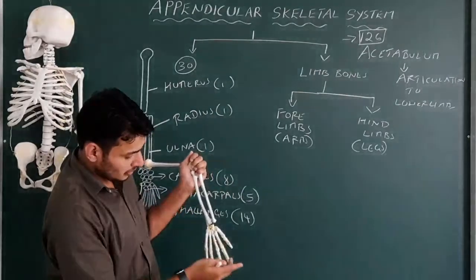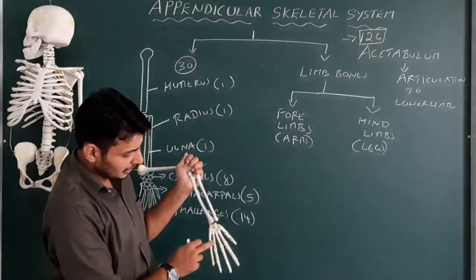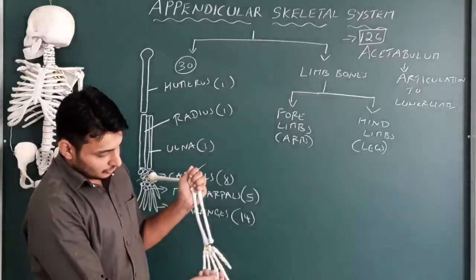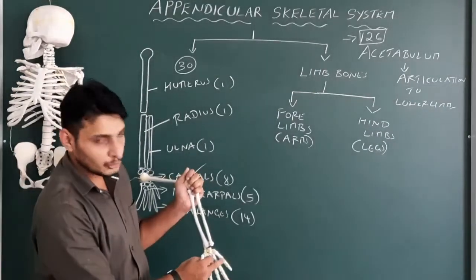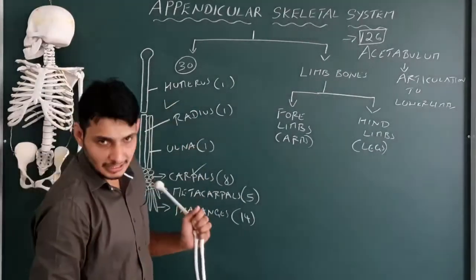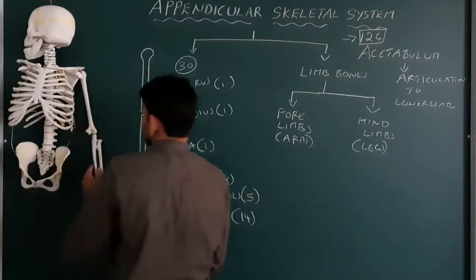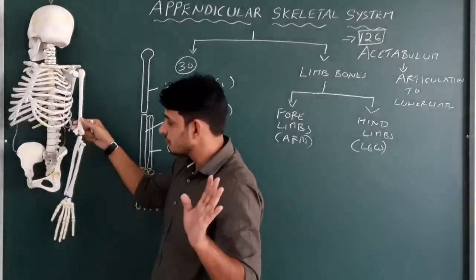If you take the forefinger, 1 2 3, middle finger 1 2 3, ring finger 1 2 3, last finger 1 2 3. So here you see 3 3 3 3, that is 12, and 2, 14. So 14 phalanges. Okay, so that's all about the forelimbs. You can imagine the same for the other limb, that is nothing but the other arm. Simple, there is no difference.